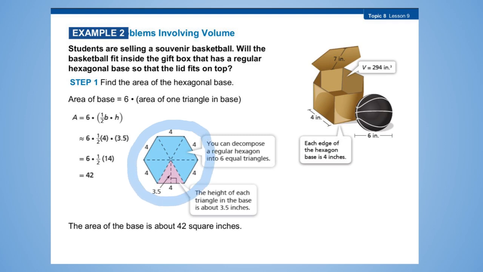So if I want to find the area of the base and it's a hexagon, I just need to find the area of one of those triangles and take it times 6. All right, so remember, here's our formula for a triangle. Half of the base times the height. So half of 4 times 3.5. That is one triangle. But I have 1, 2, 3, 4, 5, 6 of them. So I'm going to multiply by 6, and the base is 42.